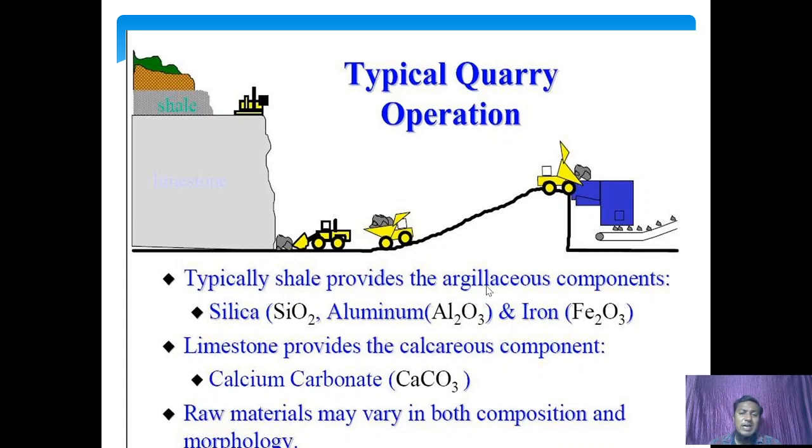So shell provides the argillaceous compounds like silica, alumina, and iron. And limestone provides the calcareous compound calcium carbonate, and raw materials may vary in both composition and morphology. As you are seeing in this diagram, this is the shell material and this is the limestone. You have to collect it from the quarry, as you are seeing here, which is excavated from the quarry operation.